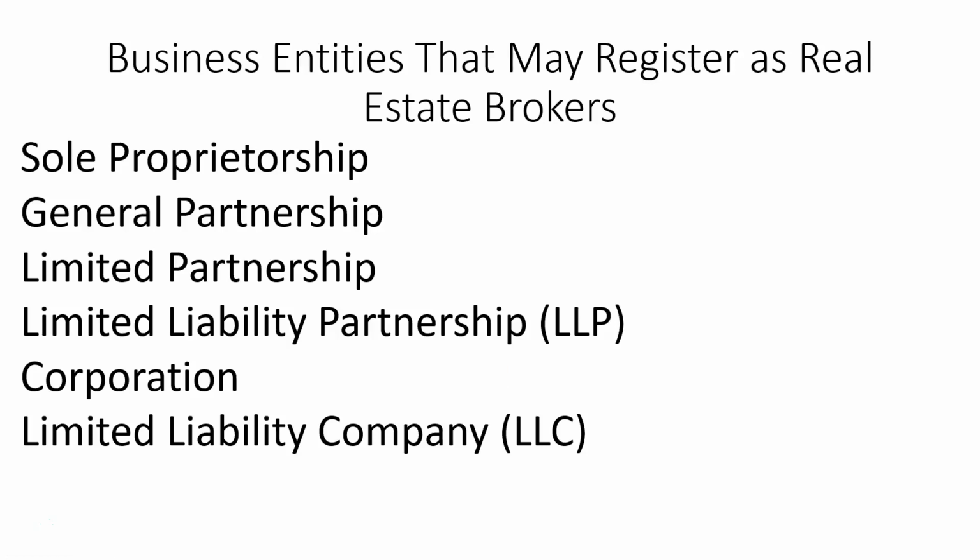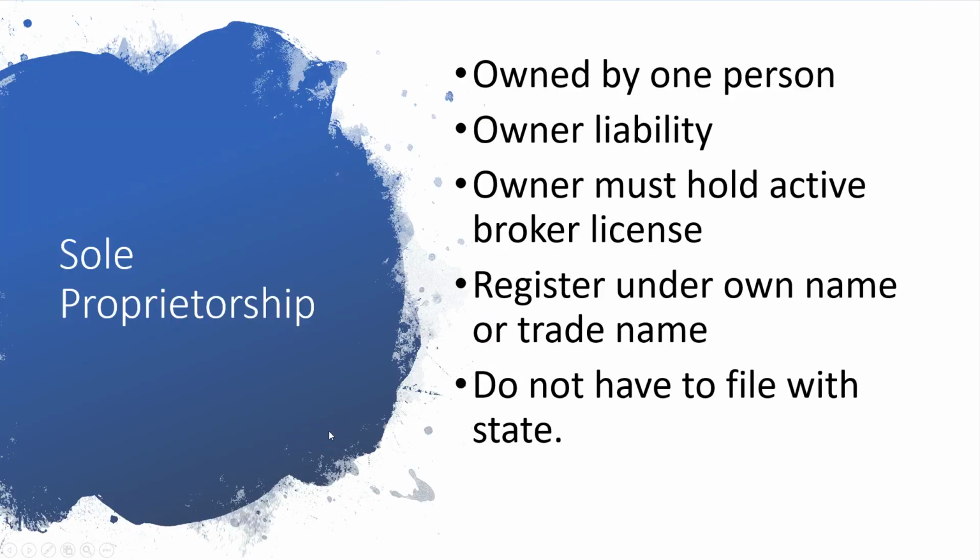We've got 6 entities that may actually register as a brokerage: sole proprietorship, general partnership, limited partnership, limited liability partnership, corporation, and a limited liability company. Sole proprietorship is just owned by one person. The owner is totally liable for all the debts. The owner must have an active broker's license, may register under his own name or a trade name, and does not have to file articles with the state to form the entity.